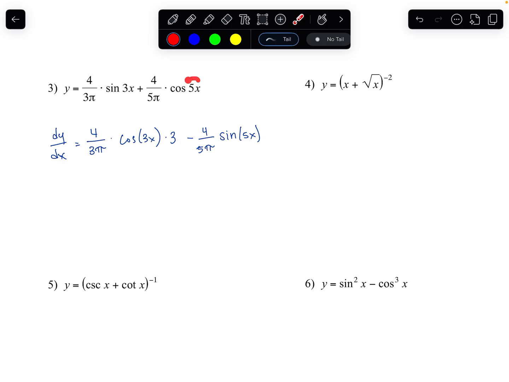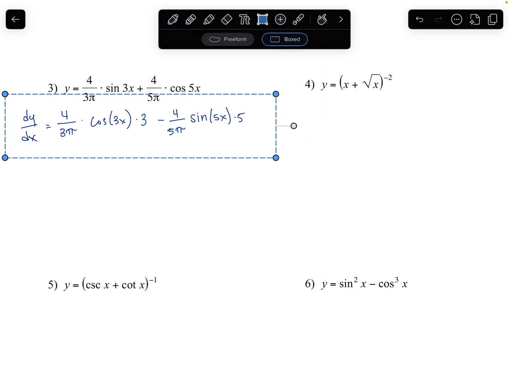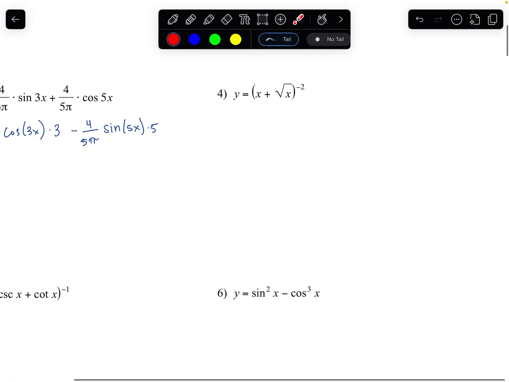Now I got to stop. I got to go inside. The derivative of 5x is 5. So times by 5. Okay. I can clean up a little bit. I see that we've got the 3 right here, which would cancel with the 3 in the denominator here, the 5 with the 5 in the denominator there. So that's how you can clean up. But I think I'm going to move on. For 4.